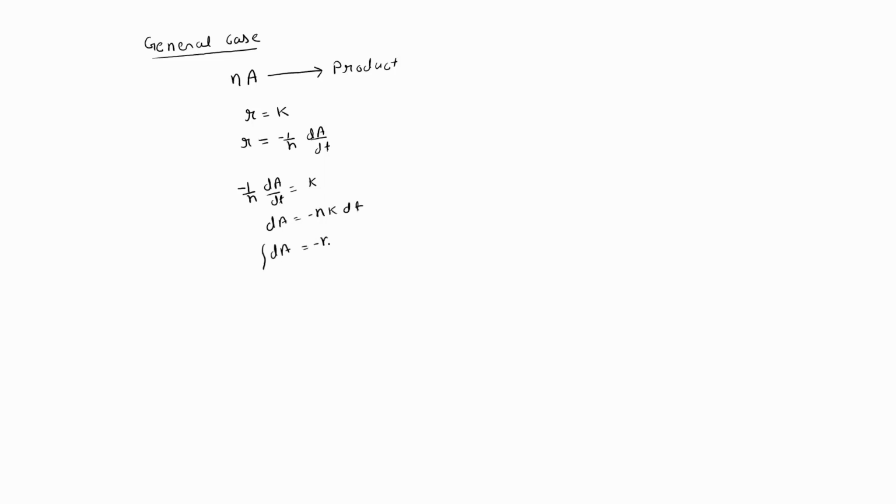So integrate it. Integrate from t is equal to 0, where A is your initial concentration, to t is equal to t, where A is the final concentration. So A minus A naught is equal to minus nkt. So A is equal to A naught minus nkt.